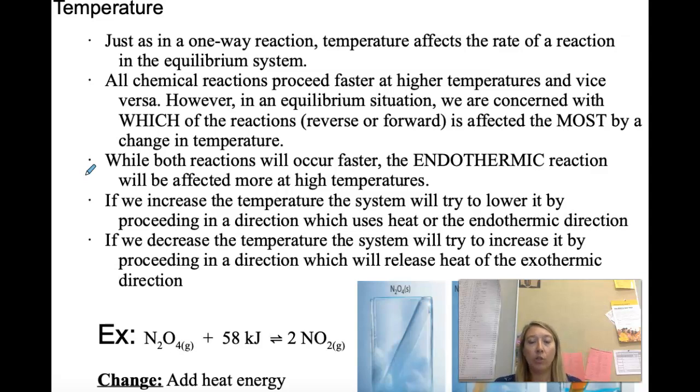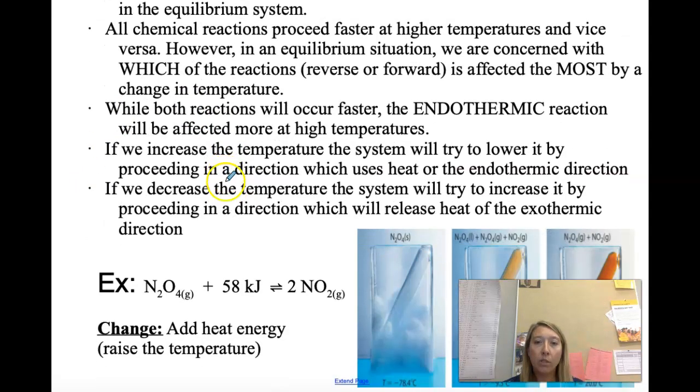Anytime a question starts talking about temperature, you need to determine which direction is endothermic and which direction is exothermic. That's the only way you're going to be able to decide which way it's going to shift. If you don't have that information, it's next to impossible to decide which way it is going to shift, okay? So the question is going to show you in one of two ways that something is endothermic or exothermic. One way is kind of like this question here, where you'll see that this number is included on either the reactant side or the product side.